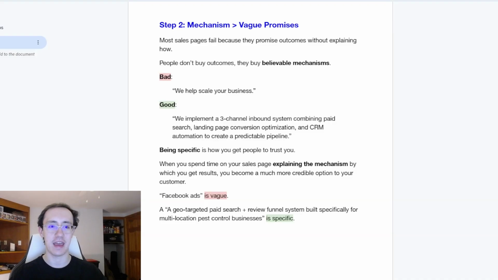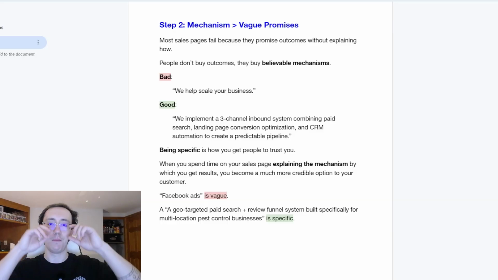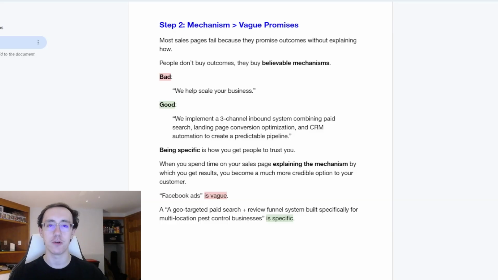Now, instead of saying, we help scale your business, right? That doesn't mean anything to me if I need that service. We would instead say, we implement a 3-channel inbound system combining paid search, landing page conversion optimization, and CRM automation to create a predictable pipeline for your business. Being specific is how you get people to trust you.